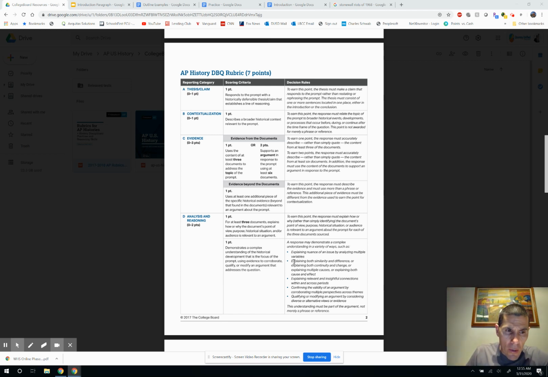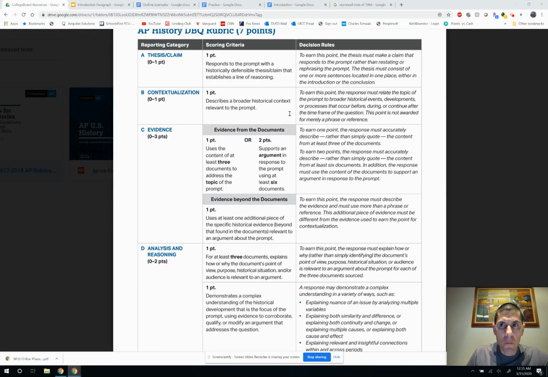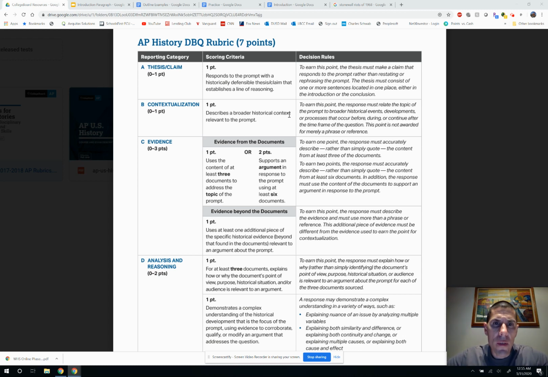So what we're looking at here is the rubric for the DBQ, and it's a 7-point rubric. You get a point for the thesis. And then you get a point.